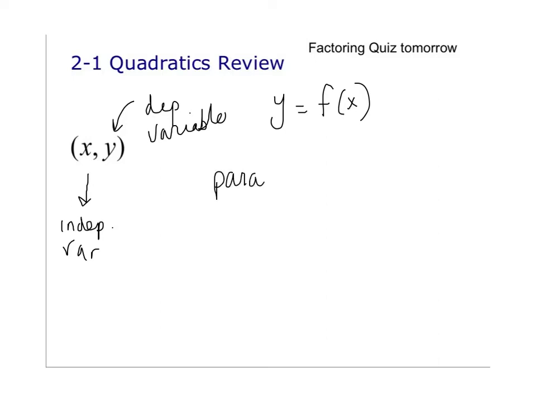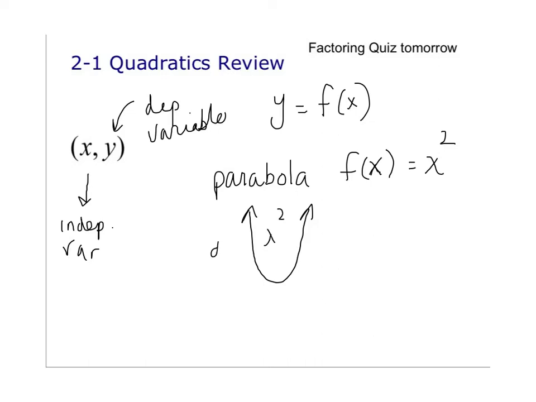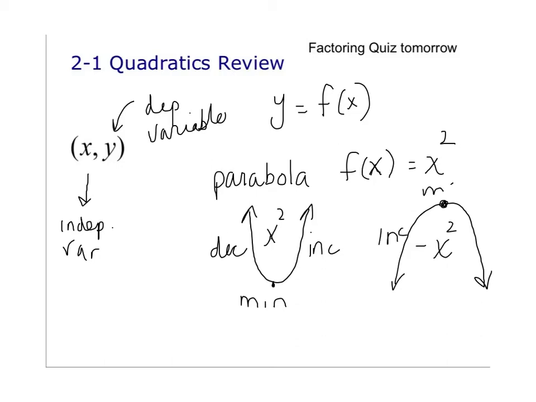If you have a parabola, the parent function for a parabola is f of x equals x squared, and it looks something like this. X squared is decreasing to a minimum and then increasing afterwards. Remember that if I reflect this parabola across the x-axis, this would be negative x squared. Then this would increase to a maximum and then decrease after that. So I have a max and a min with a parabola.